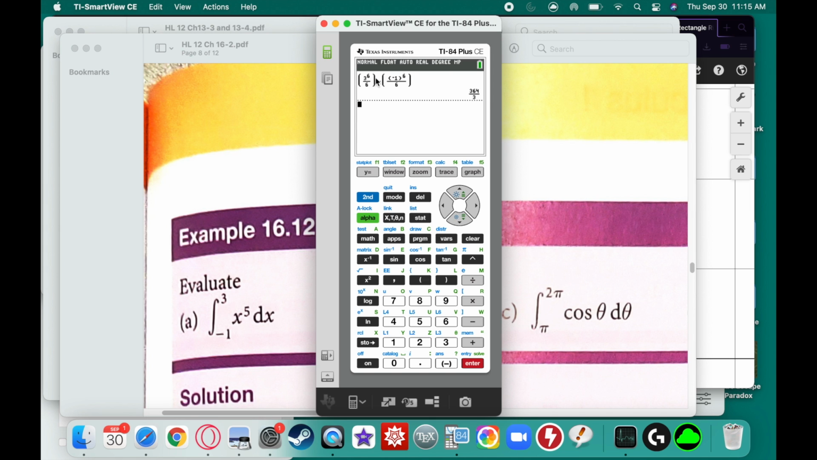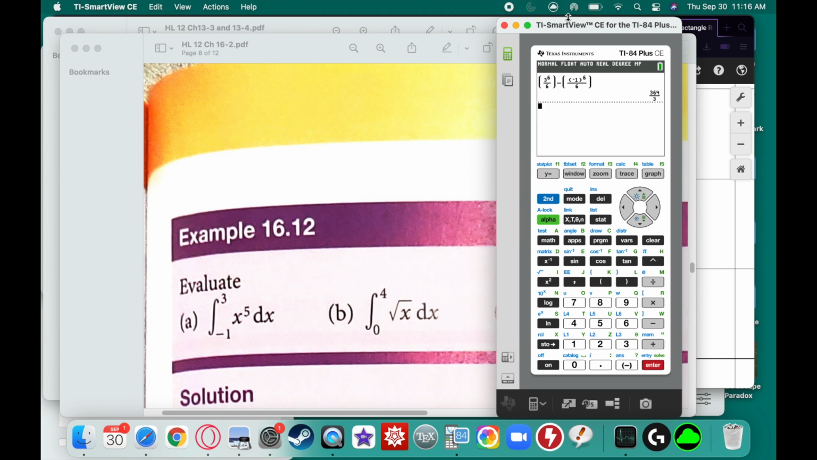However, if you use the fraction function here, alpha f1, and you press evaluate, most of the time the TI-84 will actually give you the fraction, saving you a lot of time. If I were to actually try to do this by hand, it would take me a lot of time. So whenever possible, try to use your calculator, but sometimes you're not going to get that far.